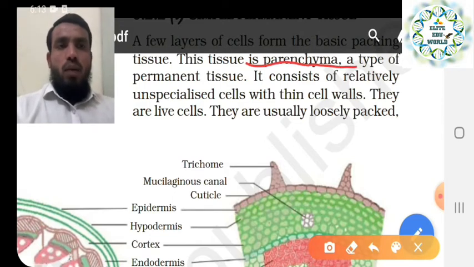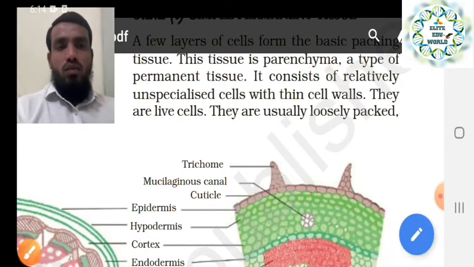So the parenchyma is a type of tissue which consists of relatively unspecialized cells. They are simple cells with a thin cell wall, and they are living cells. Like we have seen in the bark of a tree, so many cells are dead because it is only used for protection. But this parenchyma has live cells, and they are usually loosely packed.